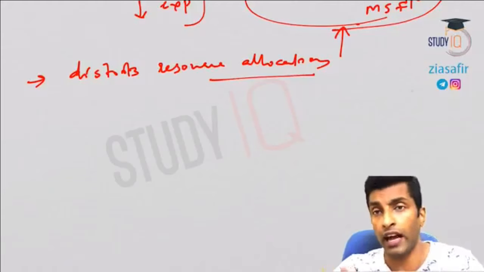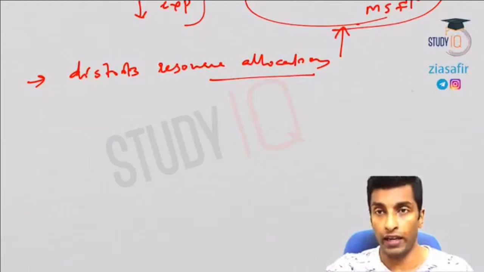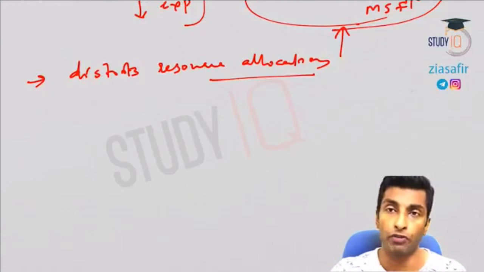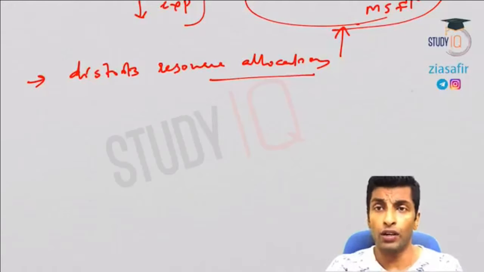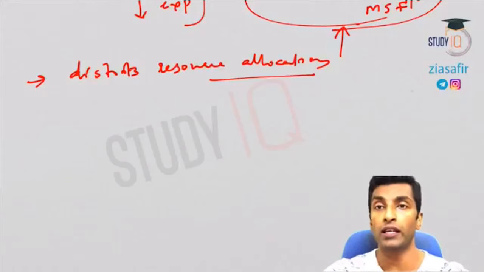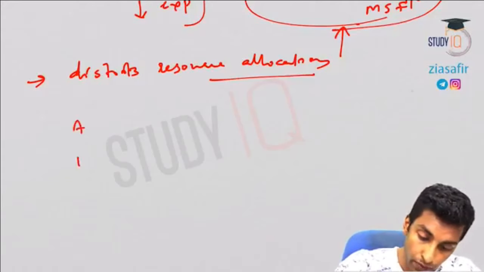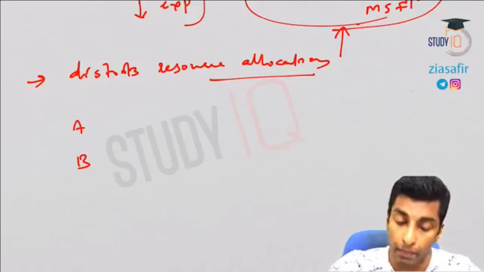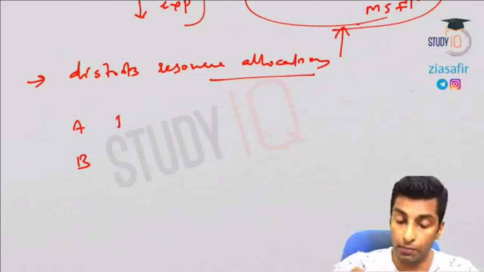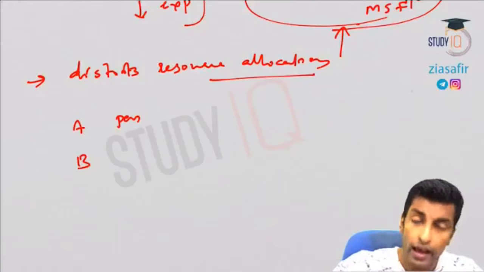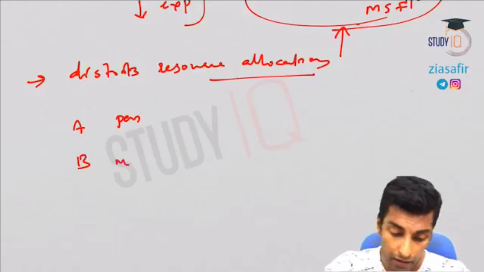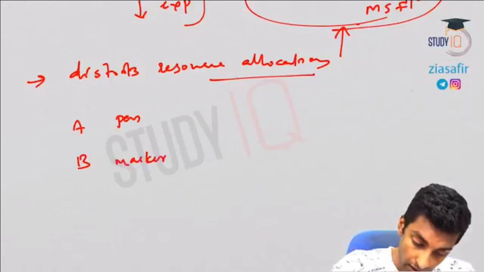That means it diverts the resources to high profit areas. When inflation is there, I've told you the profit margin of the firms increases. So resources will be diverted to those areas where you get maximum profit. For example, let's suppose there are two companies, A and B. Company A is making, let's suppose this pen, and company B is making a marker.